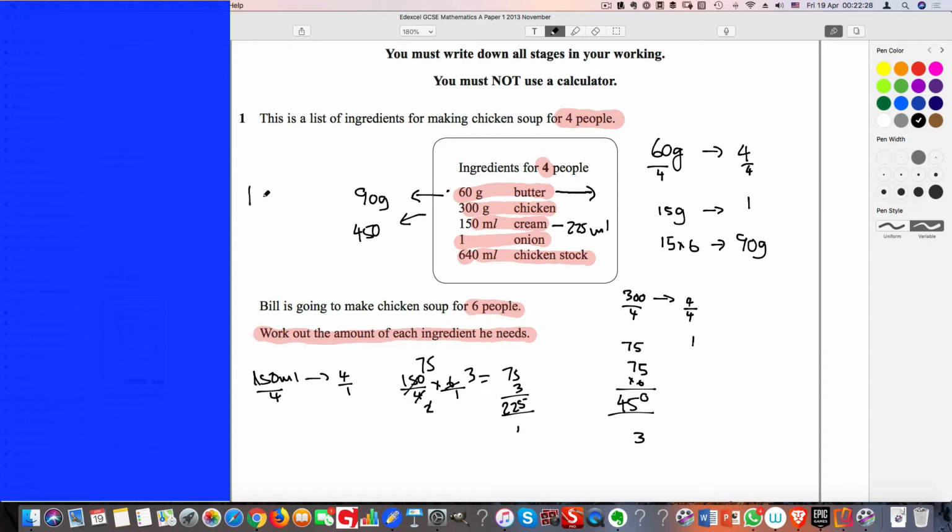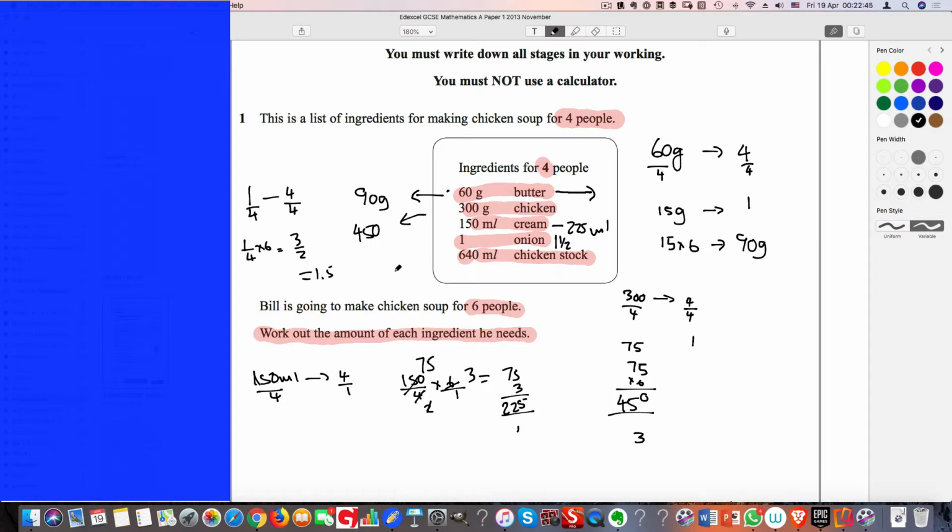Then 1 onion is 4 people. So 1 person is 1/4. So 1/4 times 6 people is 3/2, which is 1.5. So it's going to need 1.5 onions.